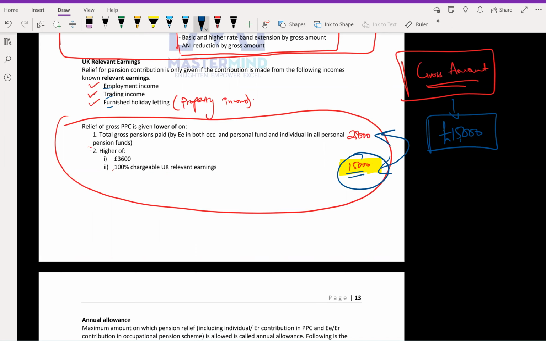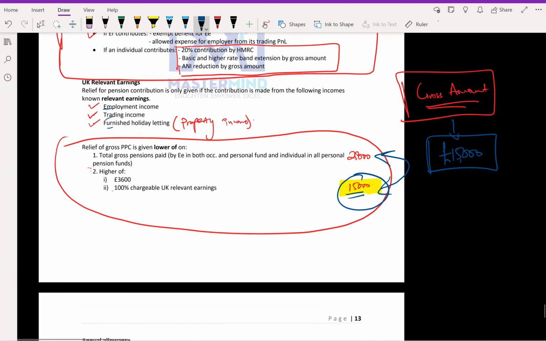This is just about the tax relief that you will get. The restriction is not on the contributions you make. The restriction is on the tax relief you will get on the contributions. Okay. That's restriction number one. Let's try to understand restriction number two.